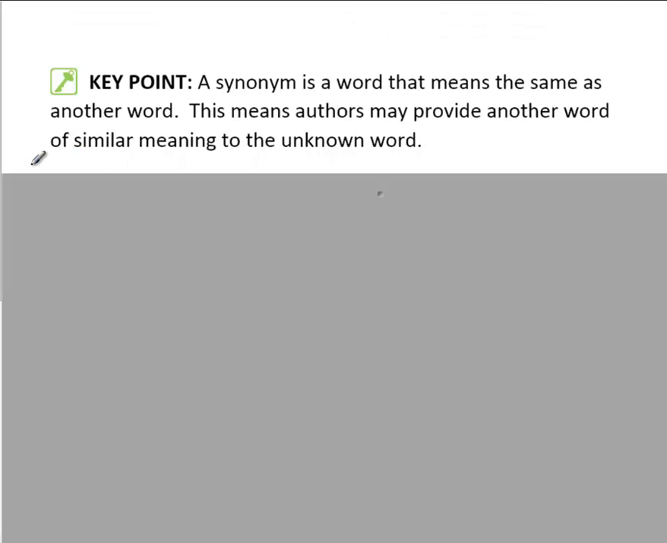Okay, let's take a look at our next type of context clue. Our next type of context clue is a synonym. A synonym is a word that means the same as another word. This means that the author may provide another word of similar meaning to the word that you don't know. So when you see a word that you don't know, look around it for a word that you do know. If you could substitute that word that you know for the unknown word, and it generally makes sense, that's your clue. It'll make more sense when we look at it with an example.